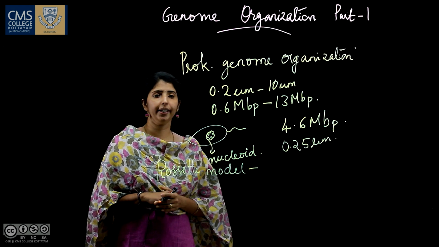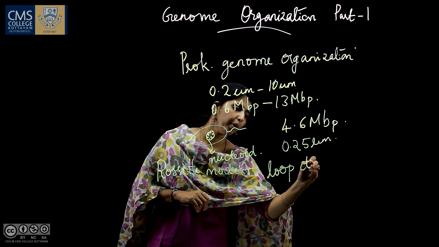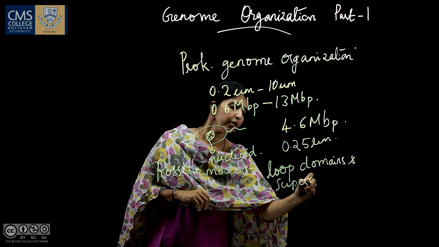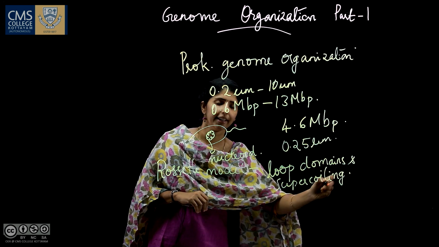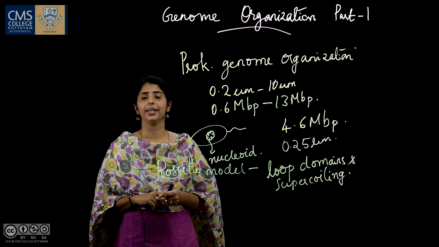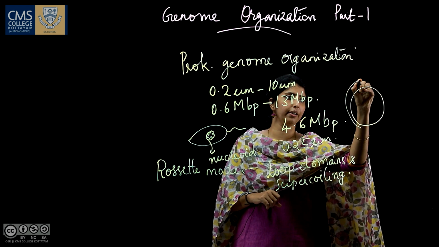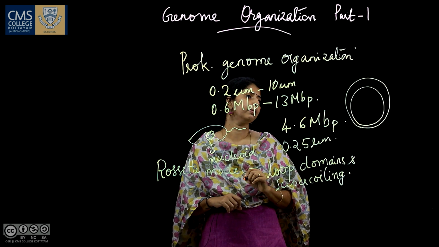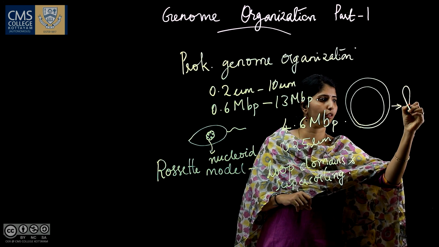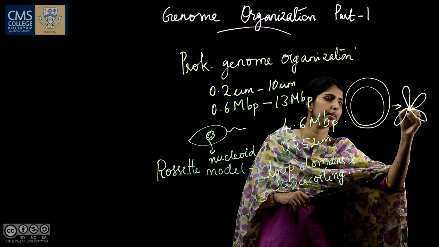This packaging, or nucleoid condensation, is achieved by forming loop domains and supercoiling. So, the bacterial DNA is highly compacted by these two features: the formation of loop domains and supercoiling. Let us consider the circular double-stranded DNA of a prokaryote. This will be folded, or will form loops, with the help of structural nucleoproteins within the cells.